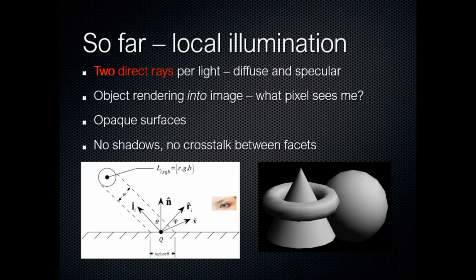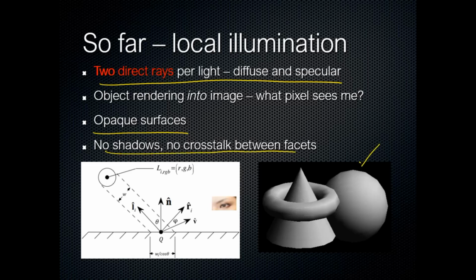So far, this is just to repeat on the local illumination. What I've said is that we're looking at local illumination, direct rays, the diffuse and specular rays, and we're basically taking the light into the image. So we're going out to the scene and rendering each triangle and asking what light goes off of it into the scene. We're dealing generally with opaque surfaces, so we're not looking at translucent or transparent surfaces. There's no shadows or crosstalk between the facets.